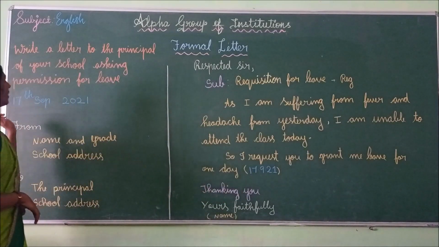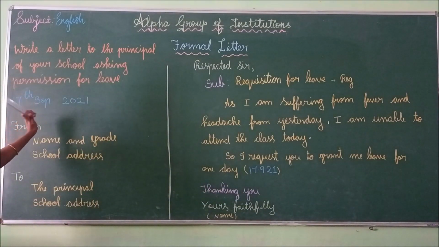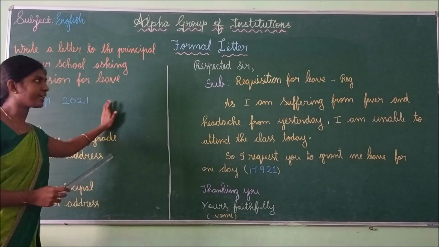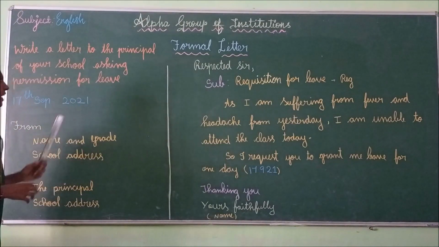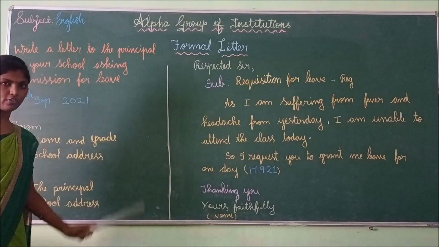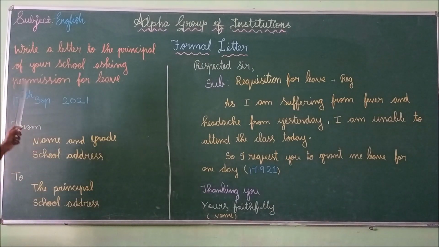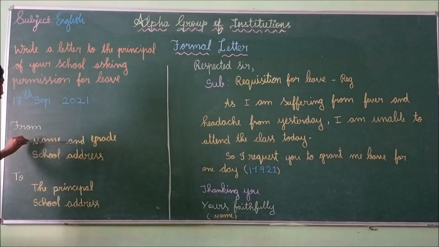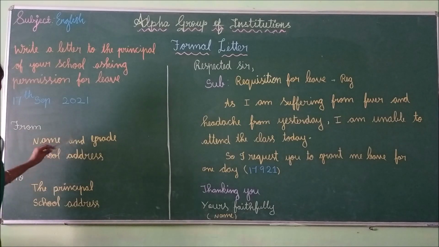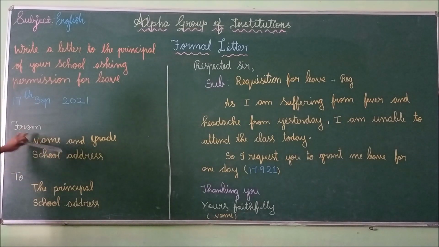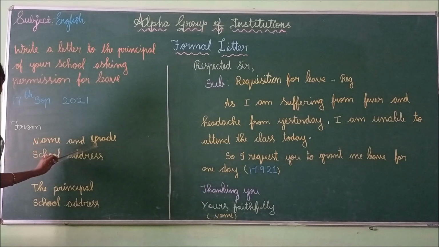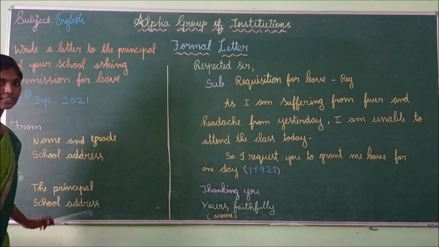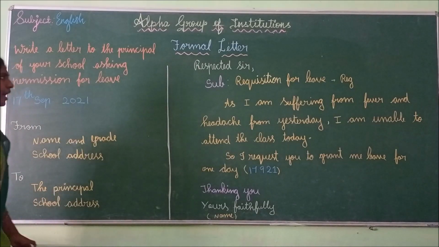How do you write? We are writing a letter to the principal asking for permission for one day leave. When you are writing a formal letter, the first thing you should remember is, as soon as you start, you will write the date. Then we come to the from address, that is the sender's address. You should write your name, grade and the school address. And the next is to whom we are sending the letter, that is the receiver's name and address.